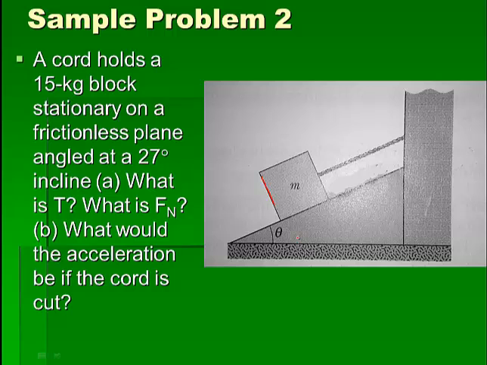So, for part A, this block is just stationary. So T is pulling that way, and mg sine theta is pulling the opposite way. Because this block is stationary, we know that T must be equal to mg sine theta. So all we have to do is solve for mg sine theta.